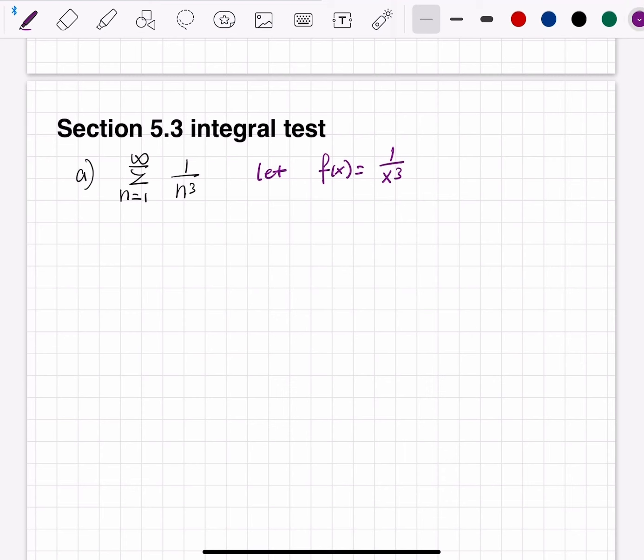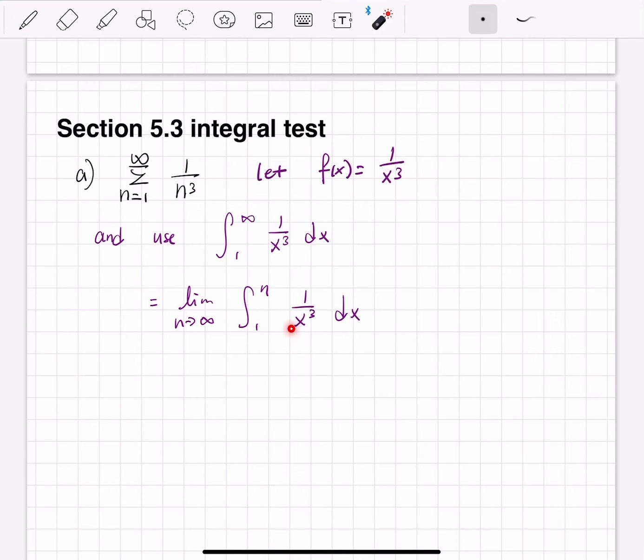We're going to use the integral from 1 to infinity of 1 over x cubed dx. Because the upper bound is infinity, we're actually going to have the limit first, of the integral from 1 to n of 1 over x cubed dx. And this portion, we know how to find its antiderivative using the power rule, or the reverse direction of the power rule.